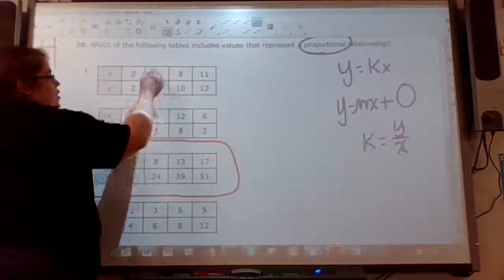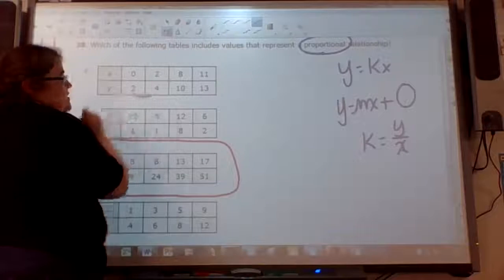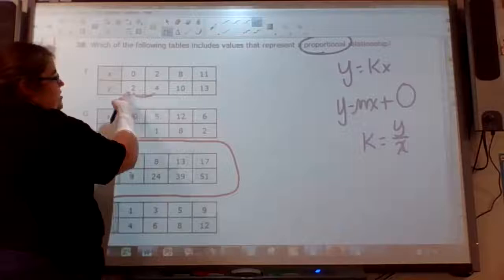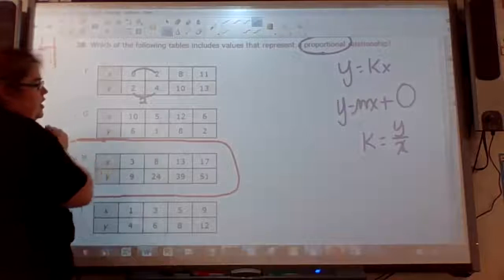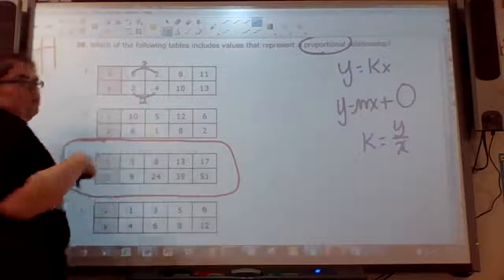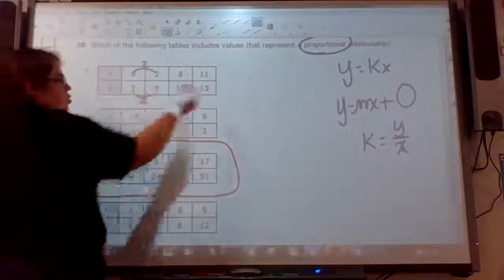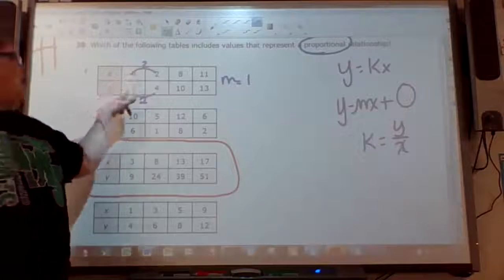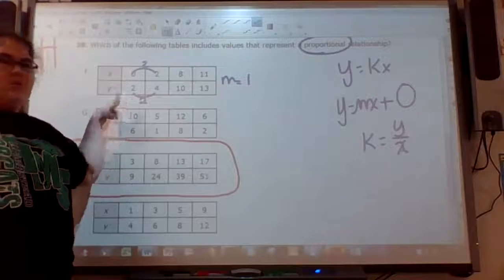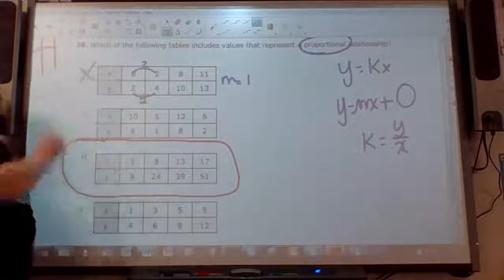So 4, if I subtract, that's the same thing. 4 minus 2 is 2. 2 minus 0 is 2. 2 divided by 2 is 1. So my slope is 1. So is 0 times 1 2? No, non-proportional.